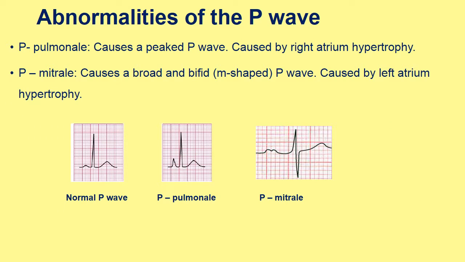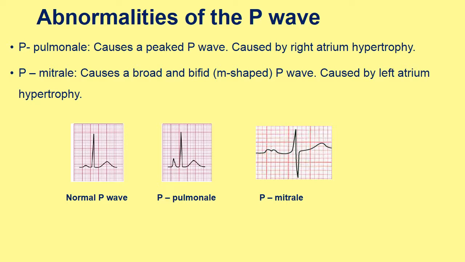Okay. Abnormalities of P wave. The P wave represents atrial depolarization. So if there's a problem with the atrial depolarization, then there will be a problem with the P wave. So P pulmonale, remember the pulmonary circulation is on the right side of the heart. So if there's P pulmonale, it signifies right atrium hypertrophy. So right side pulmonary circulation, right atrium hypertrophy, and the P wave is very tall, so we say peaked P wave.